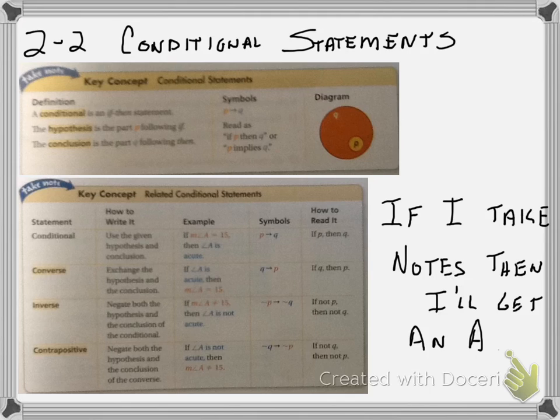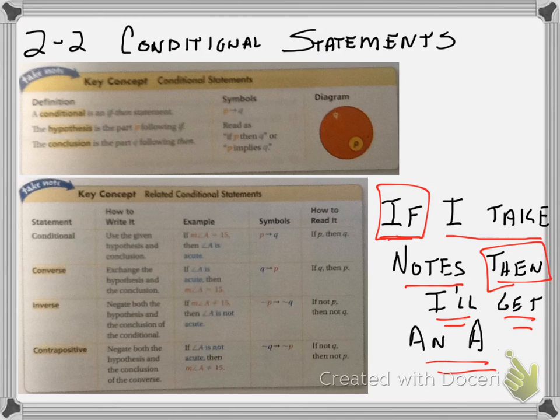The hypothesis is the part P following the if. So look for the if. The hypothesis is I take notes. The conclusion is part Q, which follows the then. My conclusion being I'll get an A. The key there is the hypothesis follows the if, and the conclusion follows the then. That's what we call a conditional statement.